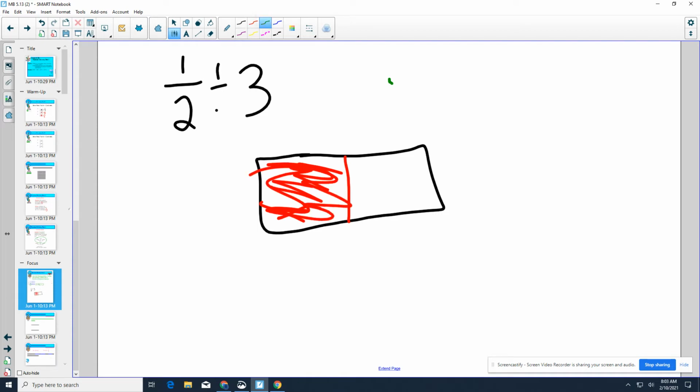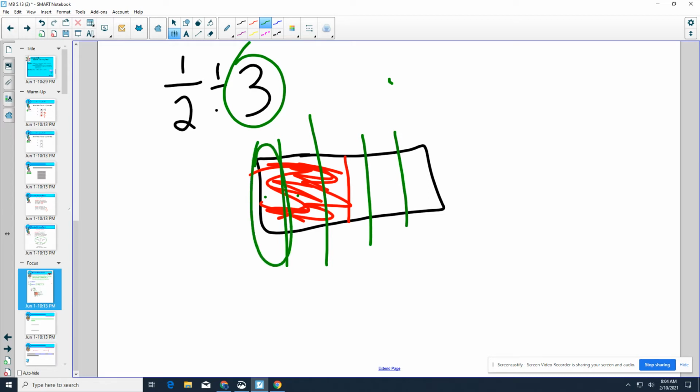Now, it tells me here that I need to divide it by 3. So I'm going to take this half and I'm going to split it into 3 parts. So 1, 2, 3. Now, I want to actually split the other side into thirds as well, and each individual part is 1/6 when you count them up. So you can see I have 1, 2, 3, 4, 5, 6 pieces total. So 1 out of 6, or 1/6, would be your quotient. So when you divide a half by 3, each piece will be 1/6.